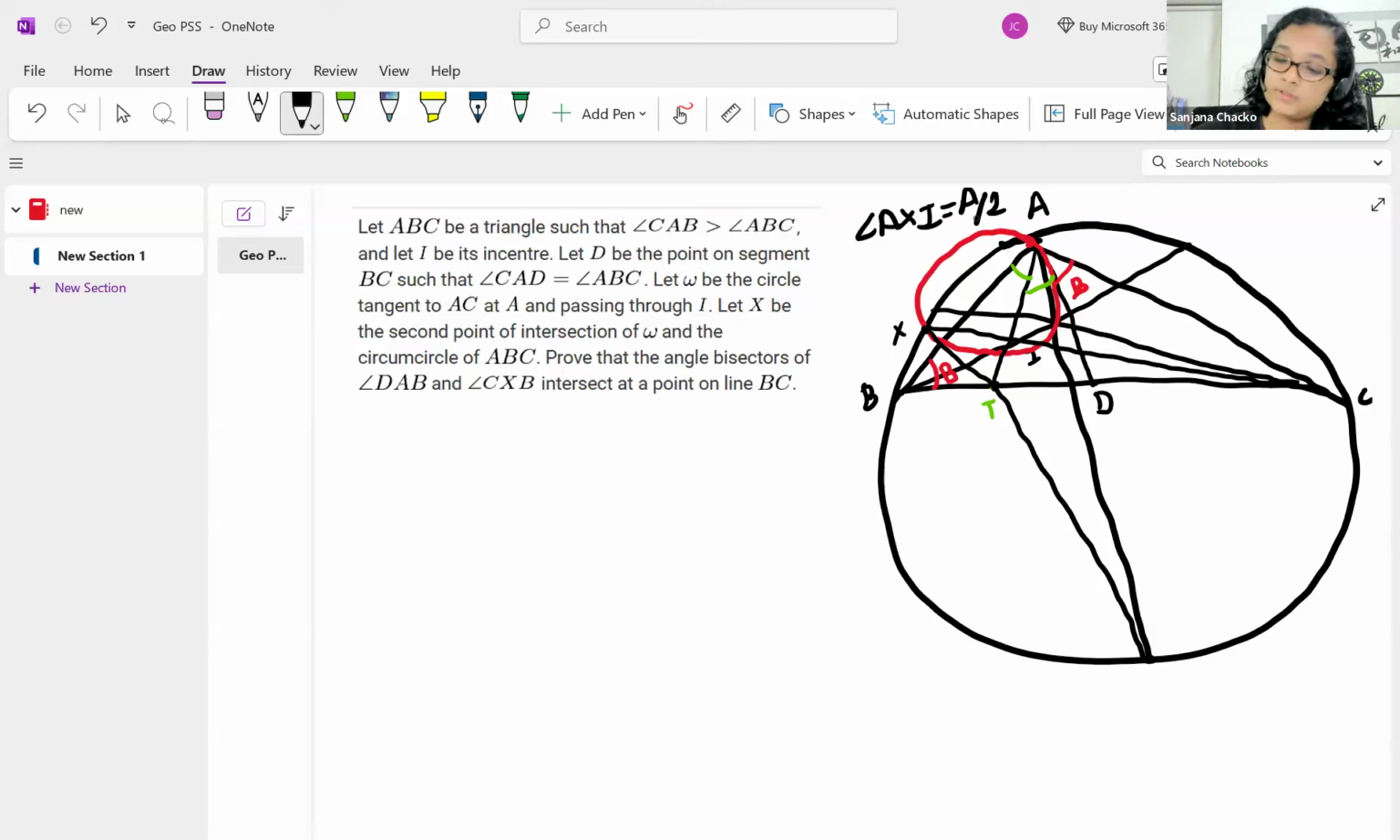And yeah, so obviously XI would also pass through the midpoint of the arc. Why is the angle A/2? Because AXI is tangent to AC. So this angle is A/2. So that would be this angle. That's just the condition equivalent for X.